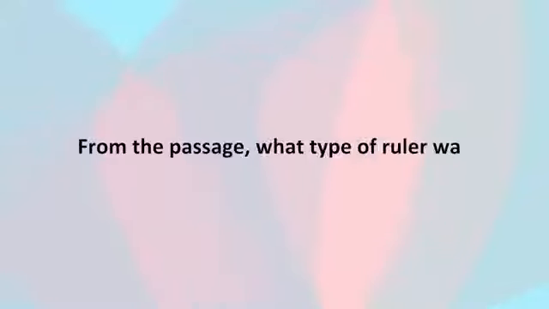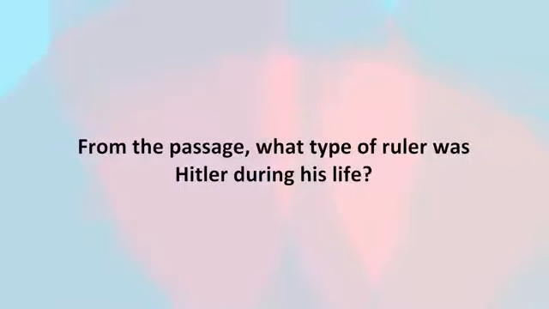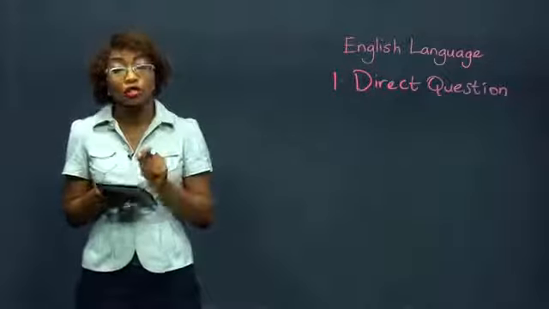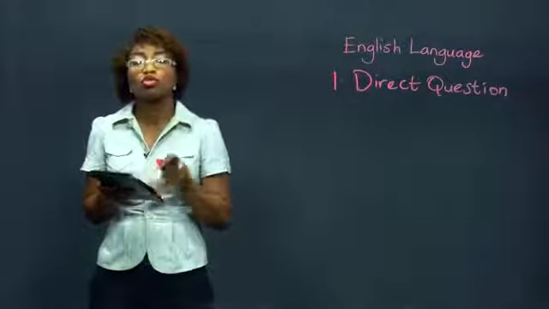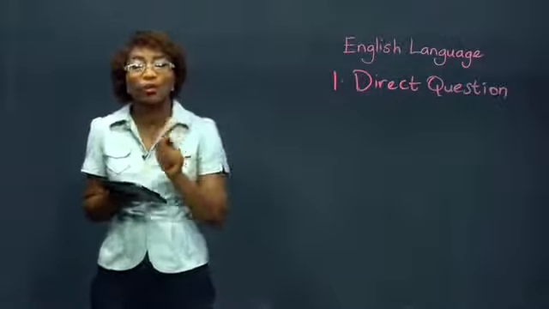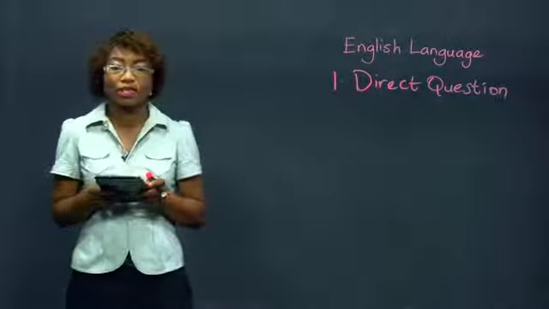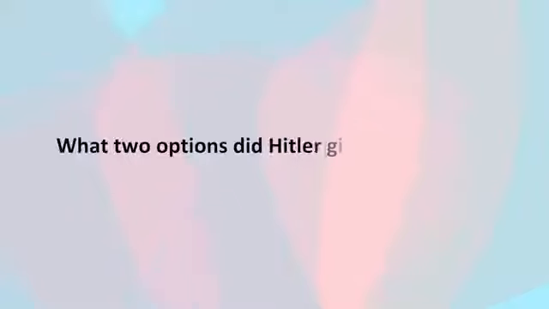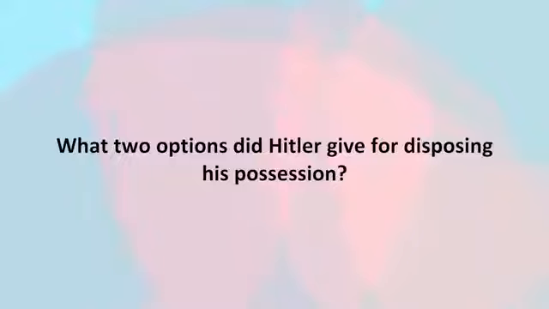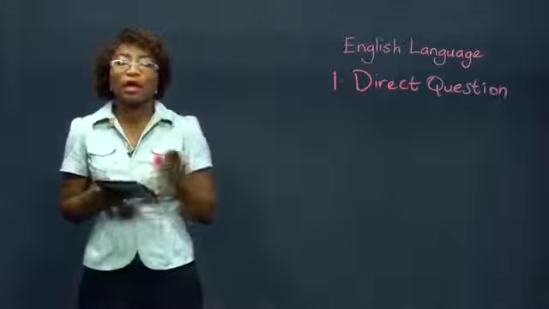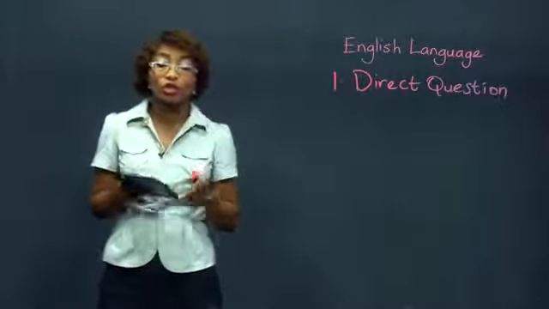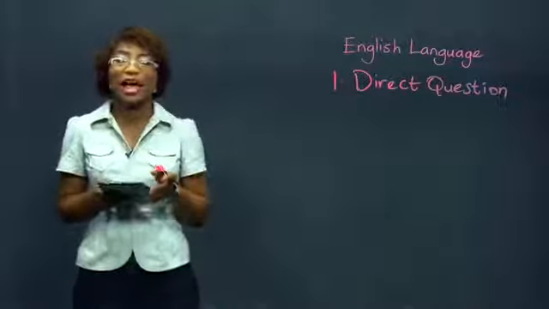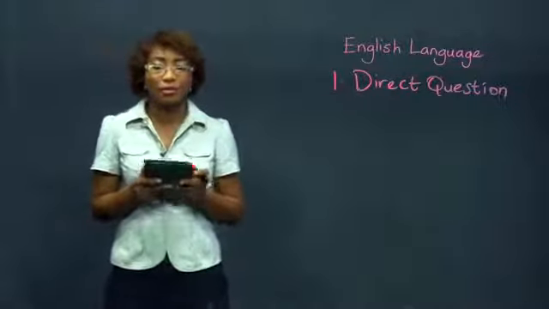I'll give you an example of a direct question. From the passage, what type of ruler was Hitler during his life? For you to be able to answer this question, you ought to have read that passage to know the kind of ruler that Hitler was according to the passage. Another type of direct question is, what 2 options did Hitler give for disposing his possession? Now, how do we answer such a question? What we will do is that we will go back to the passage and find the answer in the passage.